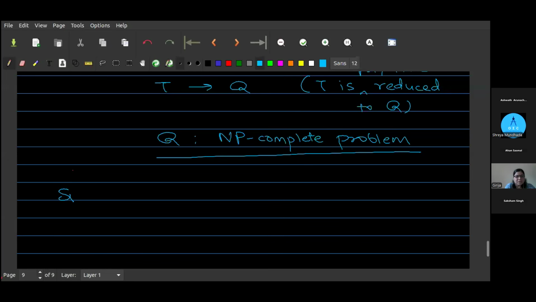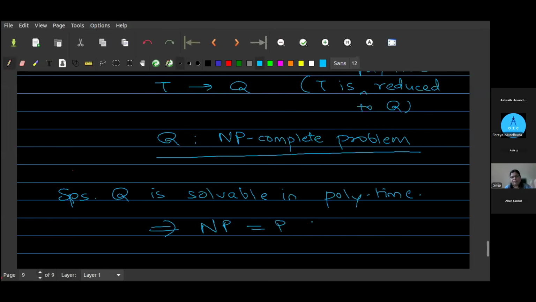Now suppose somebody said Q becomes P. I mean, suppose Q is solvable in polynomial time now. Then what does that mean? All the others are also solvable. In other words, NP is P, right? NP collapses to P.